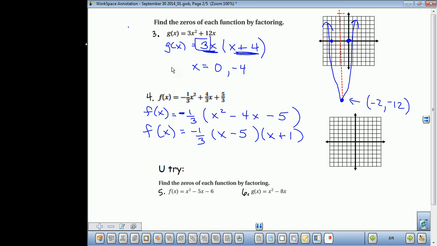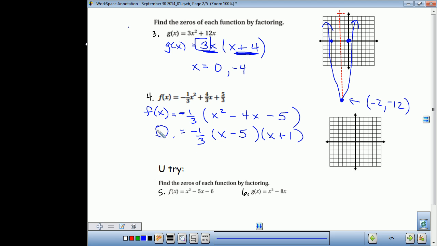Okay, here we go. So where would my zeros be? Positive 5 and negative 1. Now, this negative 1/3 didn't change my zeros at all, did it? What does that negative 1/3 represent? The vertical compression. Good.